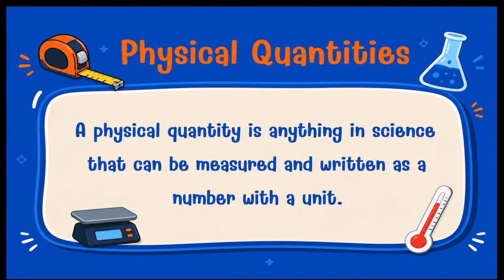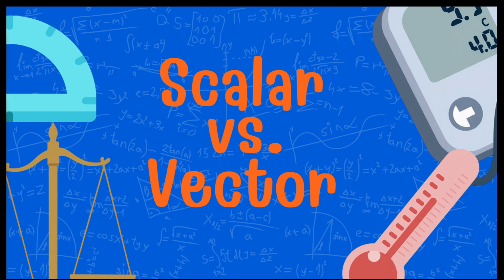Now that we understand what physical quantities are, we can divide them into two main types. All physical quantities can be placed into one of two groups. They are either scalar quantities or vector quantities. This is one of the most important distinctions in physics. Some quantities only need a size. For example, if I say that the mass of a school bag is 5 kilograms, I do not need to give a direction. Saying 5 kilograms north would not make sense.